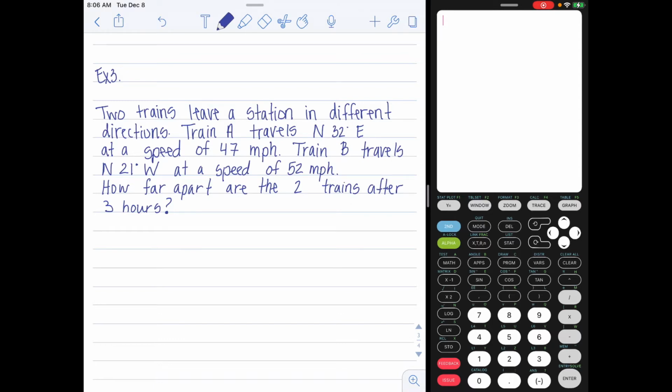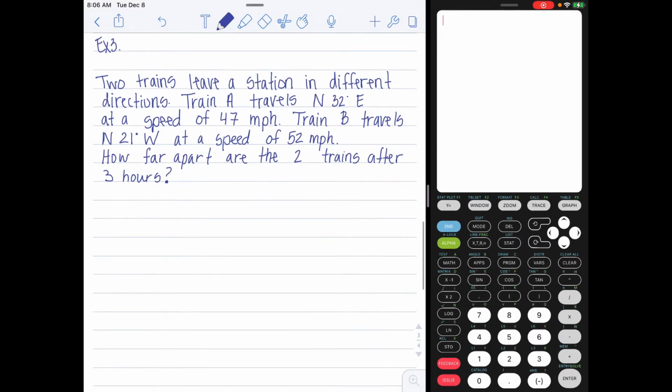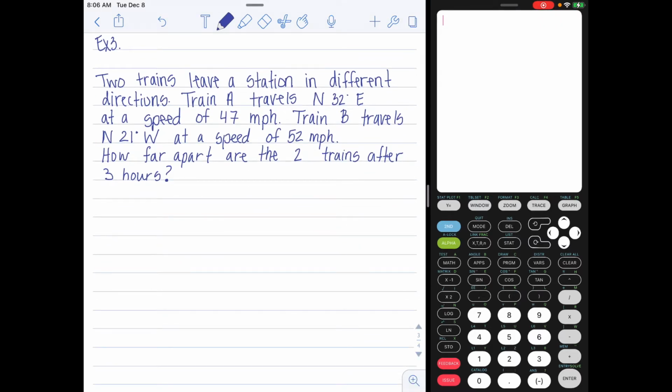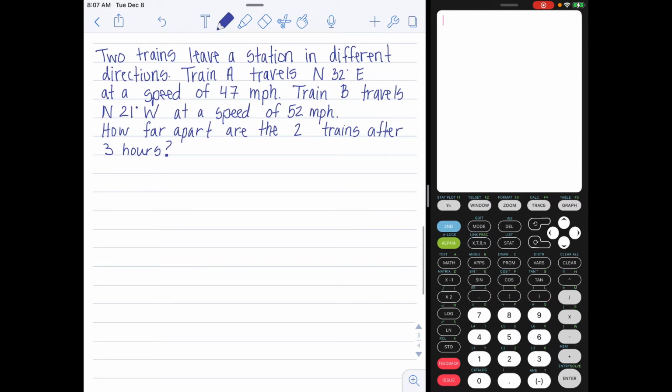Okay, so we have two trains that leave the station in different directions. Train A travels northeast 32 at a speed of 47 miles per hour. Train B travels northwest 21 at a speed of 52 miles per hour. How far apart are the two trains after 3 hours? Okay, that's our first question. How far apart are they?